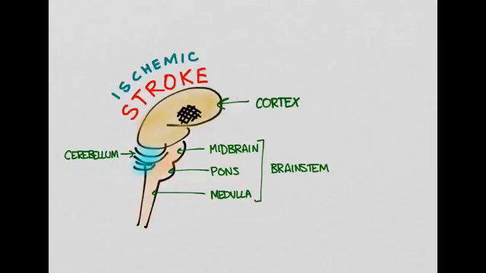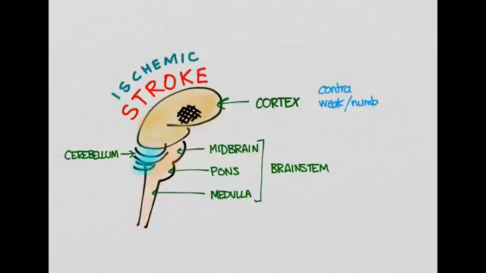So first, the cortex. A stroke in the cerebral cortex is going to lead to numbness and weakness on the opposite side of the body from the stroke, so on the contralateral side. So here I wrote contra to represent that. So a stroke in the cerebral cortex leads to contralateral weakness and numbness.